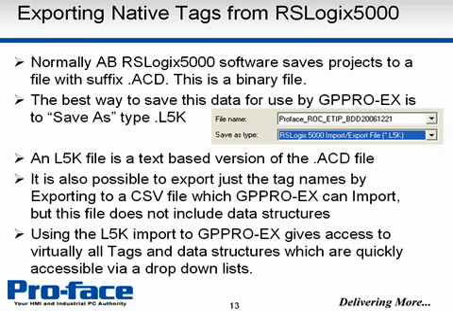You can also do an export of just the tag names to a CSV file for GP-Pro EX to import, but it's not really a good idea, especially if you are using any of the complex data structures, the module defined structures, and so on. So if you use the L5K version of your project exported from RSLogix, then it's going to be much easier to get all of your tags, all of your data structures straight into GP-Pro EX in one fell swoop.